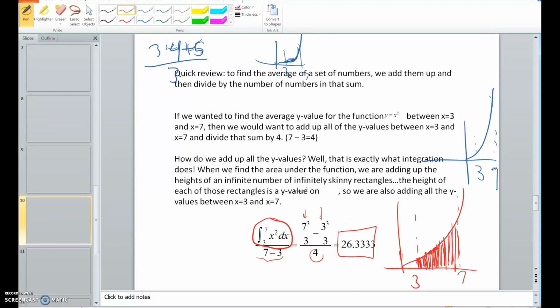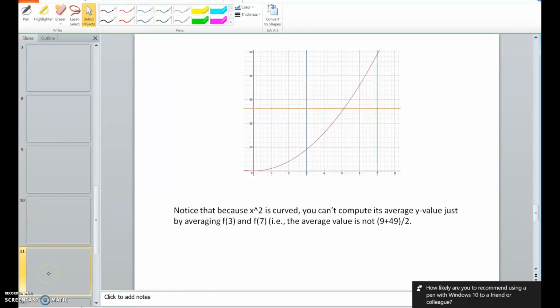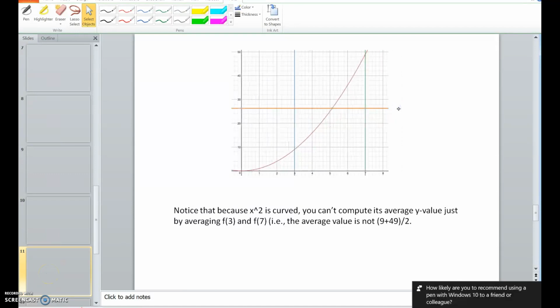If you graph this, you'll see 26.3, somewhere right around there. So that's how you do it. I graphed it. So here's 26.3, here's y equals x squared. So that's the average y value.